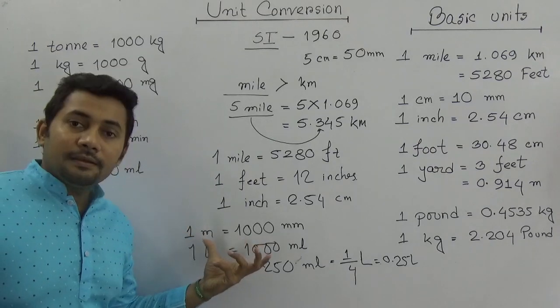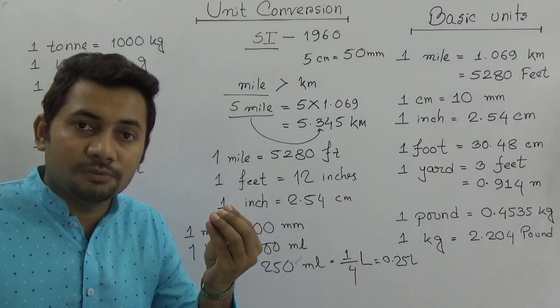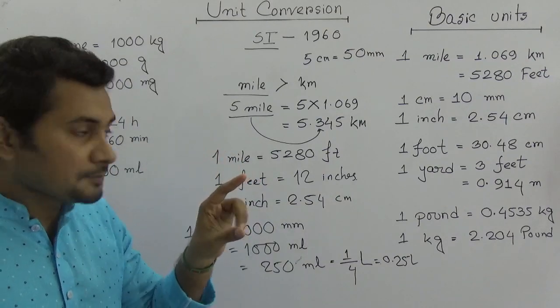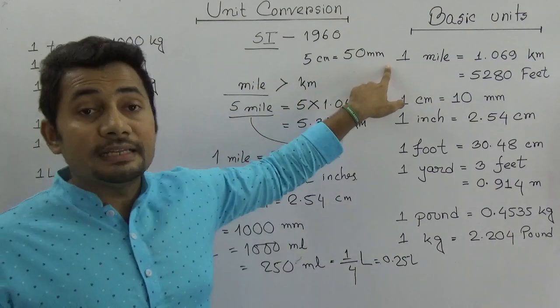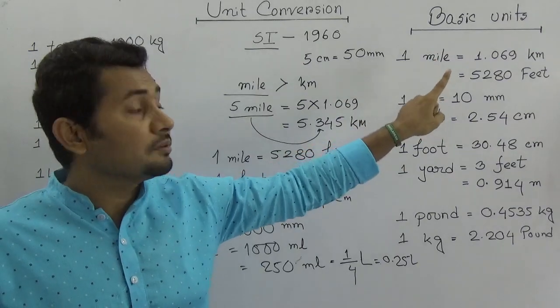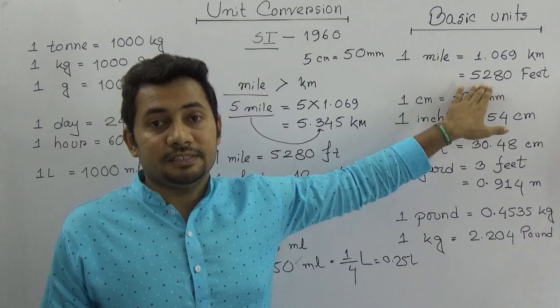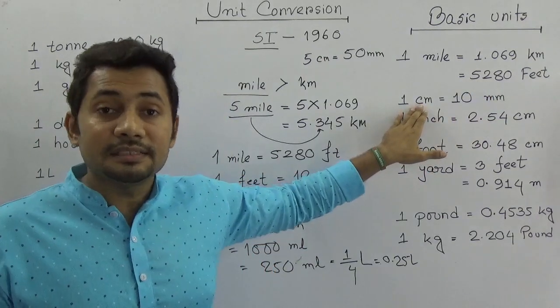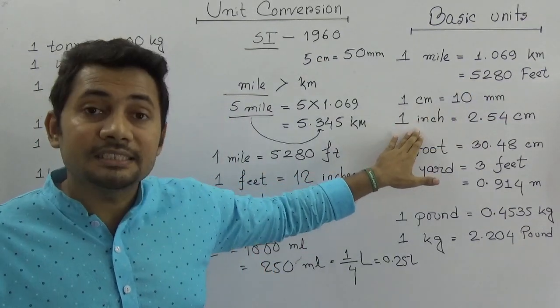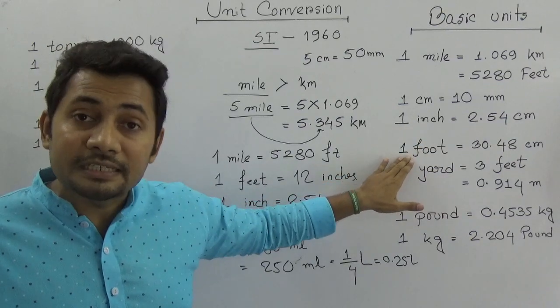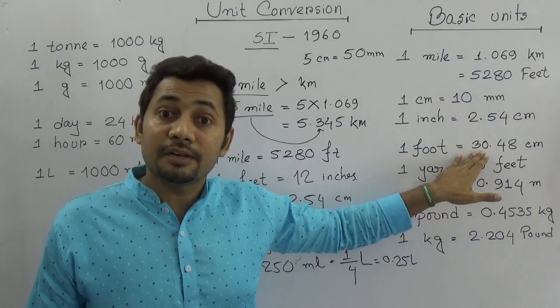So these are basic conversion rules that I'm just explaining. Think about length. 1 mile is 1.609 kilometer, which is 5,280 feet. Again, 1 centimeter is 10 millimeter, 1 inch is 2.54 centimeter, 1 foot is equal to 30.48 centimeter.